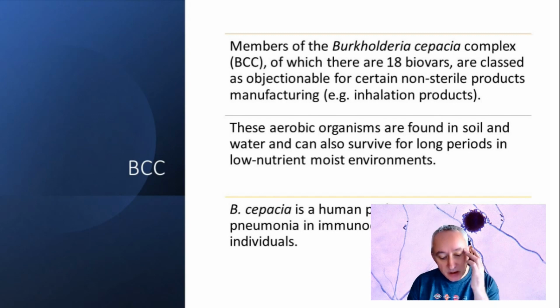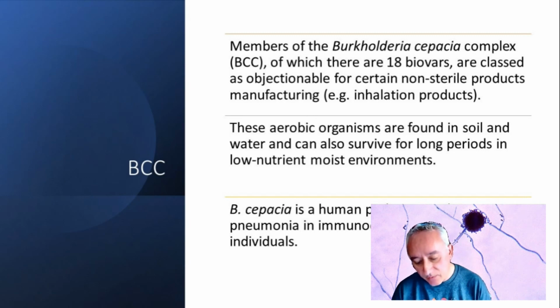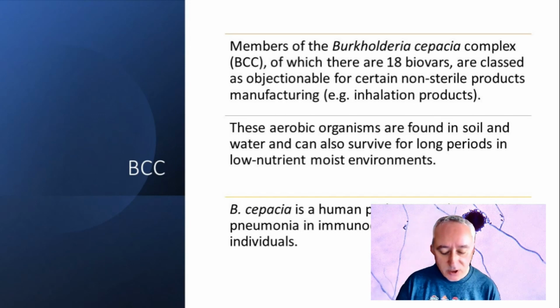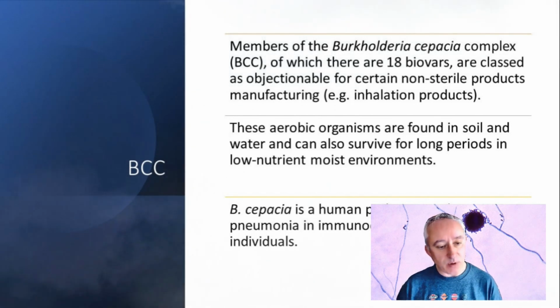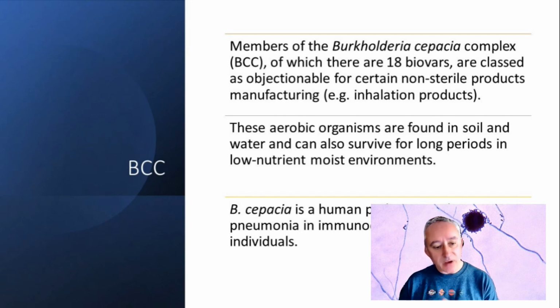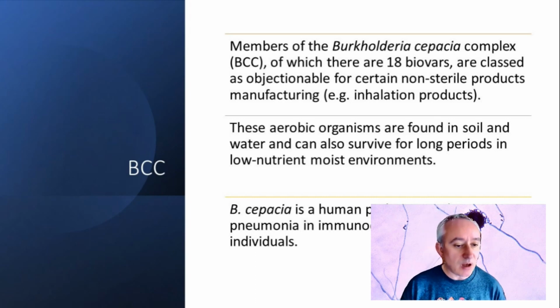Another factor that we need to grapple with is objectionable microorganisms, particularly when we're manufacturing non-sterile pharmaceuticals. One of our concerns is with the Burkholderia cepacia complex, where there are related species and different variants of Burkholderia cepacia itself. These are aerobic organisms found in soil and water, and they have a particularly renowned ability to survive in low nutrient environments for long periods of time, which makes them a problem in pharmaceutical grade water systems. The concern is that members of the BCC are human pathogens, and they can cause conditions like pneumonia in immunocompromised individuals, and therefore present a particular concern with inhalation products.